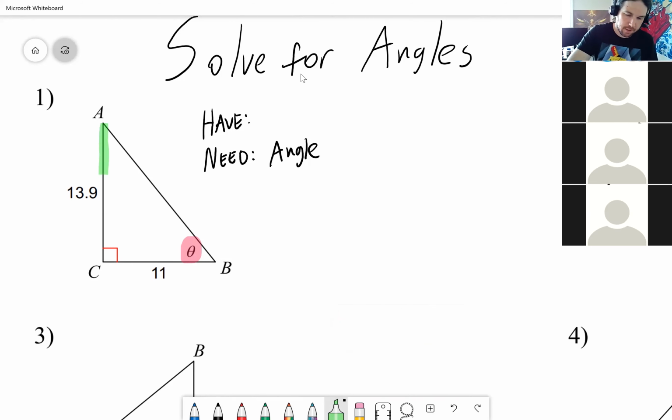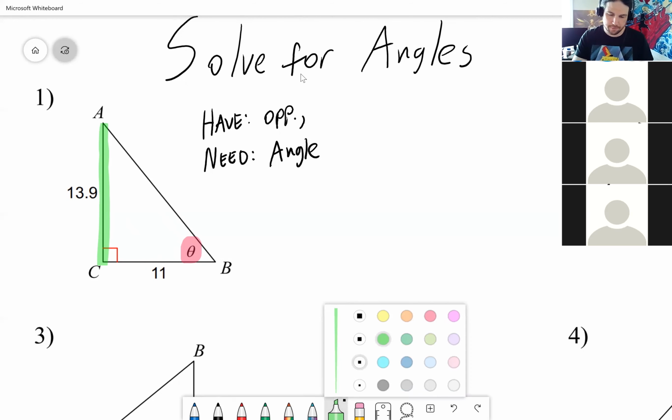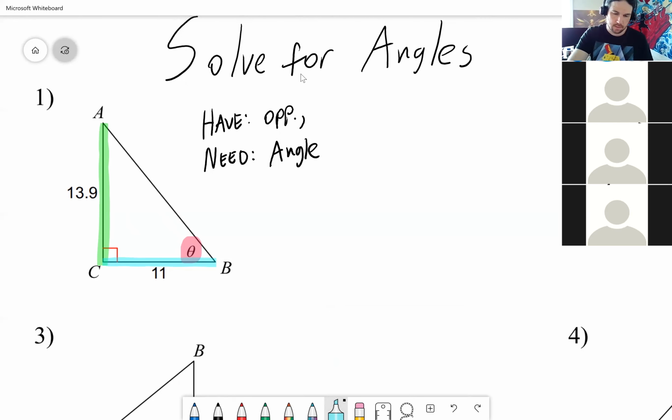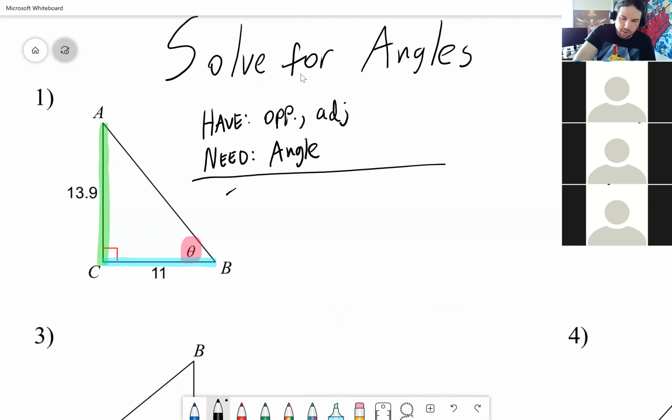Well, we've got this side over here, and I'm going to call that the opposite side. And we have this side here, which I'm going to call the adjacent side. We've got the opposite, we've got the adjacent. We need to find the angle. But the setup is exactly the same. We're still gonna write SOHCAHTOA.